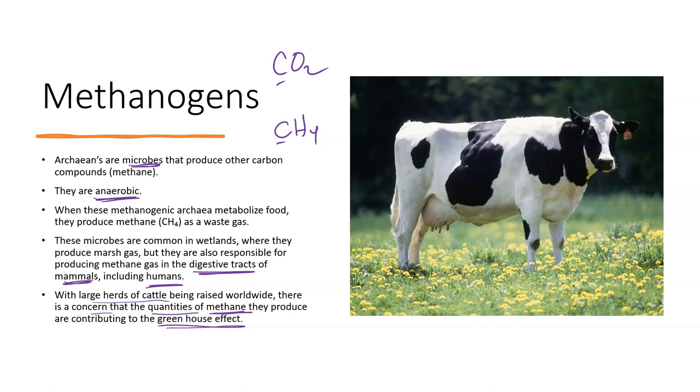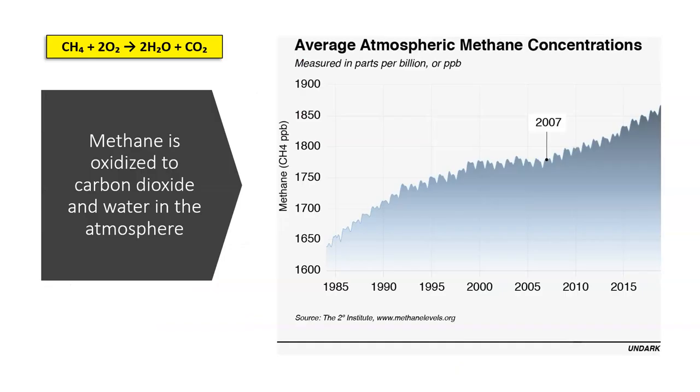Again, global warming and climate change is going to be the topic of the next video, but for now, we just need to know what methanogens are doing. Methanogens are releasing a carbon-based compound known as methane into the environment. Now, what does methane do once it gets into the environment? Methane, which is CH4, is going to mix with O2, which is readily available in our environment, and it's going to produce water vapor and carbon dioxide.